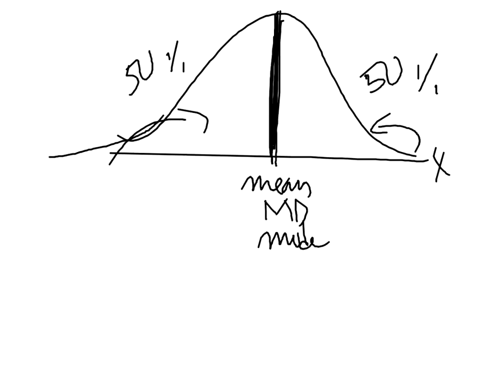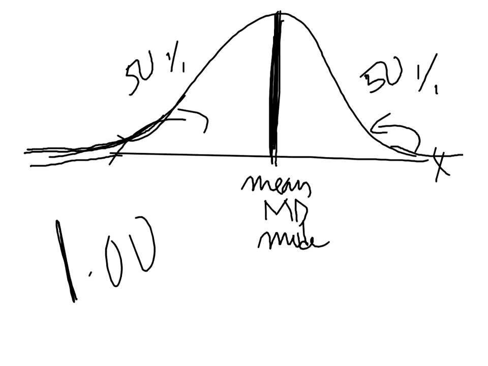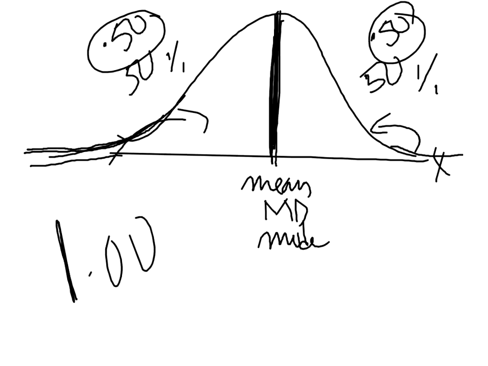You may remember from Algebra 105 that we have something called asymptotes, and they get closer and closer and closer. The curve gets closer and closer to the x-axis, but it never really reaches the x-axis or touches, and that's called an asymptote. And this is really important. The total area under the curve is 1, or 1.00. And notice that the 50% of the curve on the left and the 50% of the curve on the right can be expressed as decimals, which add up to 1.